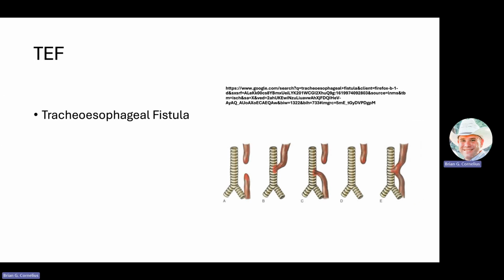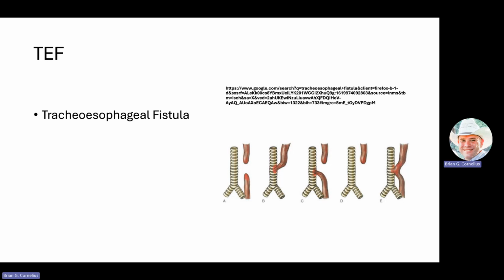So we're going to transition from CDH to TE fistulas, and this is just an example of the different TE fistulas you will see. I will tell you that this is a common picture that pops up on boards. So the first one, what you're seeing is that the trachea is isolated from the esophagus. The esophagus ends in a blind pouch.